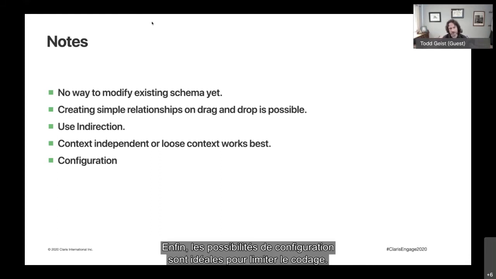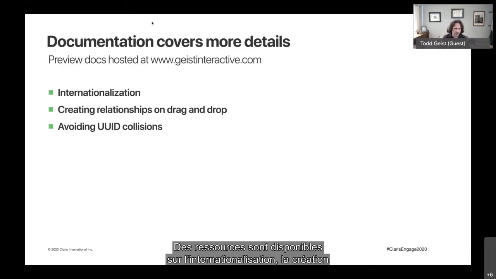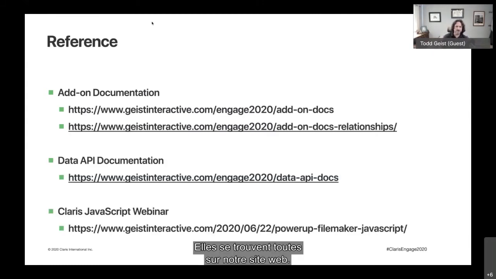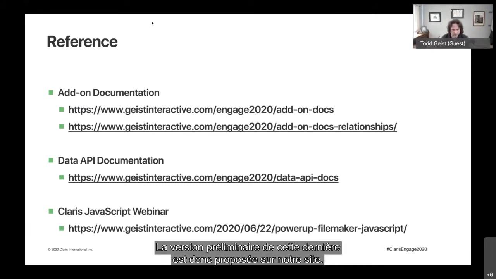Configuration is a really nice way to get things down to a low code level. We've got some documentation that covers more of the details on internationalization, creating relationships, and avoiding UUID collisions. All that documentation is up on our website. Again, this feature is in preview. The add-on creation is in preview. Using add-ons is not. That's supported, but creation is. And so we've written all the temporary documentation for preview. It's up on our website. You can get it all there.